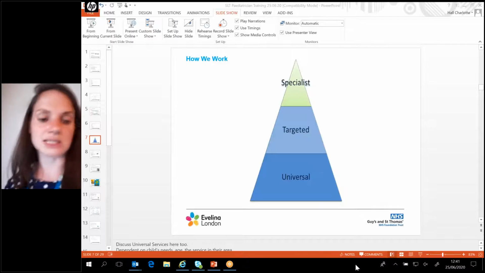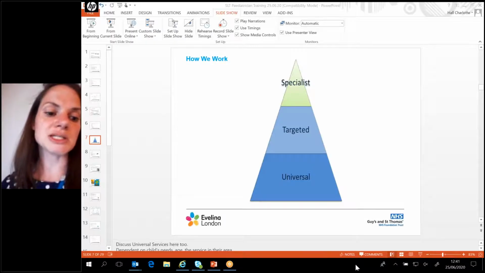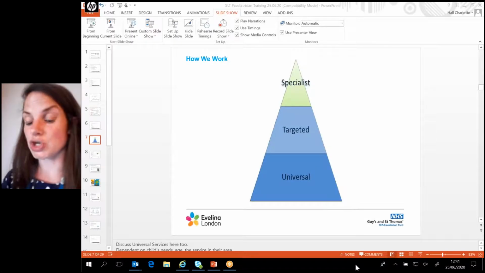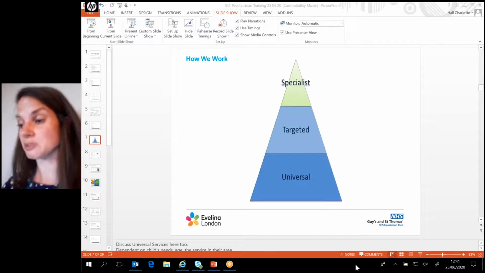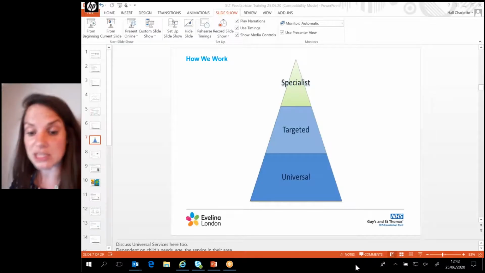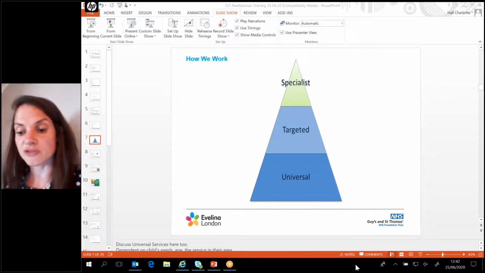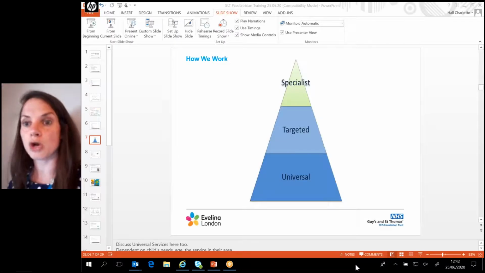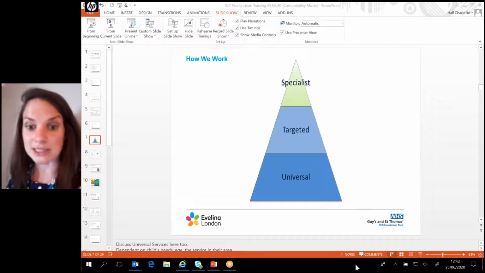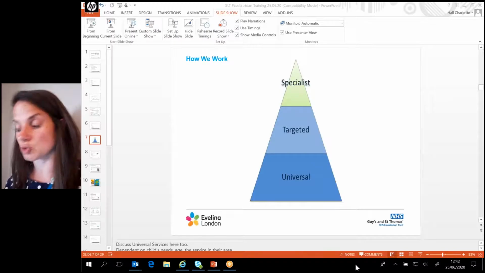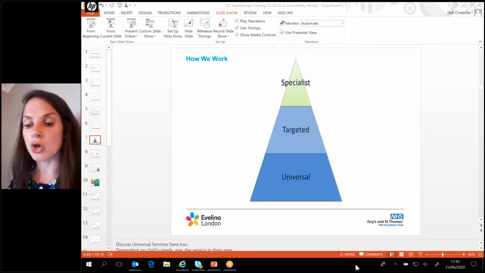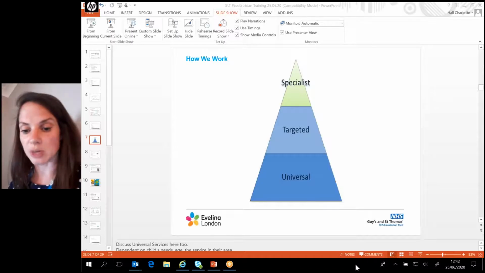Great, fantastic. At a specialist level, we are seeing children who have been referred to speech and language therapy for assessment to try and determine what their speech and language needs are, but also we'll be seeing them for therapy if we decide that they do have needs. That therapy might be one-on-one or it might be group, and the setting in which we see those children would be dependent on what that child's individual needs were.